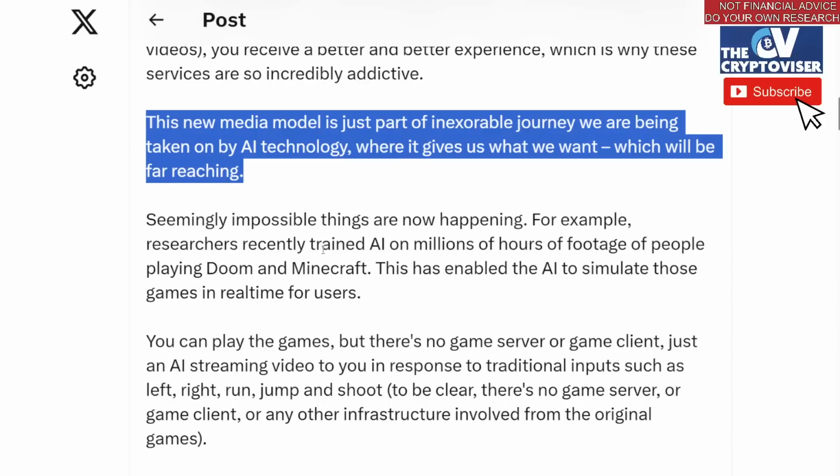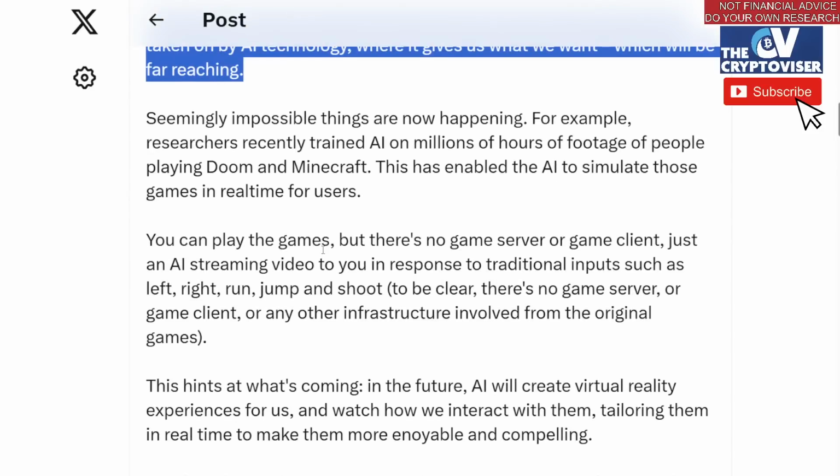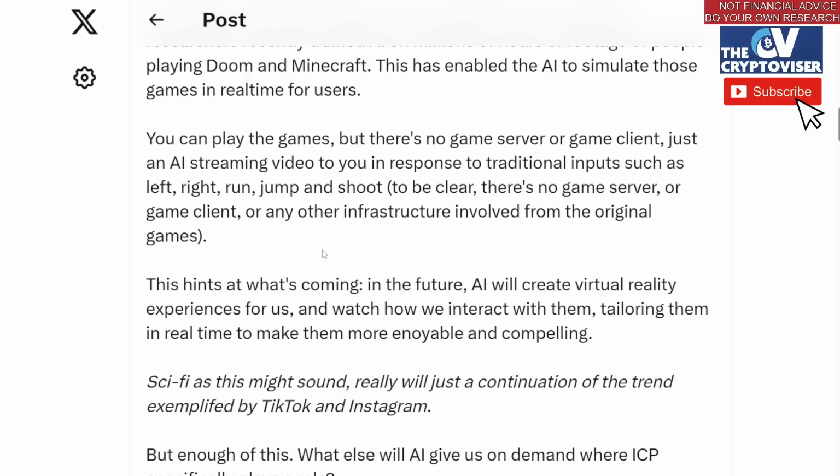Anyway, seemingly impossible things are happening now. For example, researchers recently trained AI on millions of hours of footage playing Doom and Minecraft. This enabled AI to simulate those games in real time. You can play the game, but there's no game server or game client, just an AI streaming video to you in response to traditional inputs such as left, right, jump, shoot, etc.